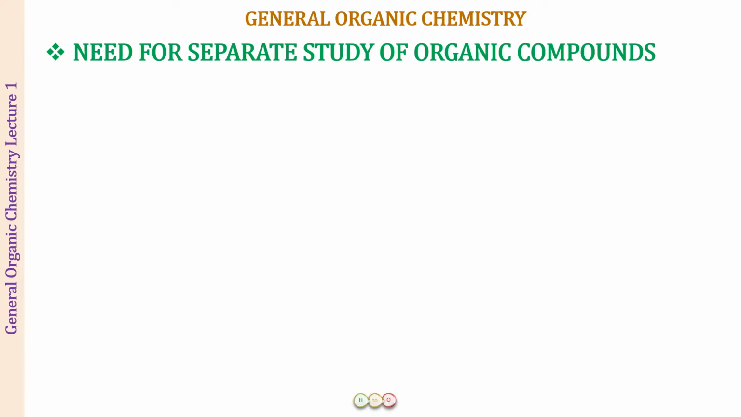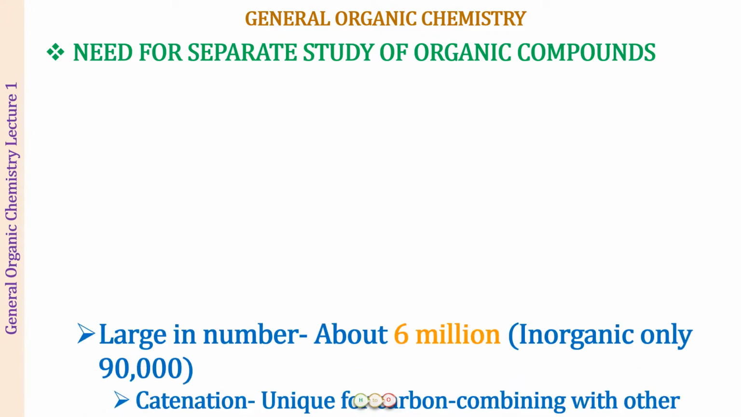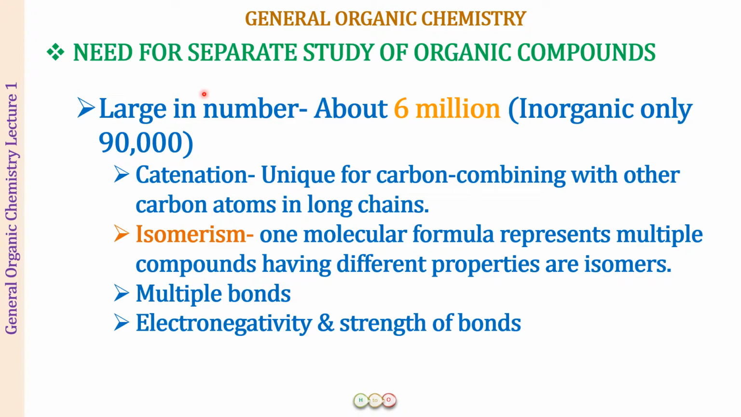Let us understand. There are going to be two reasons for this. One is that the number of organic compounds is very large as compared to the number of inorganic compounds. If you see over here, the number of organic compounds is 6 million, whereas inorganic compounds are just around 90,000. So this is a big difference to justify a separate branch for the study of organic compounds. Then why is this number so large for the organic compounds?